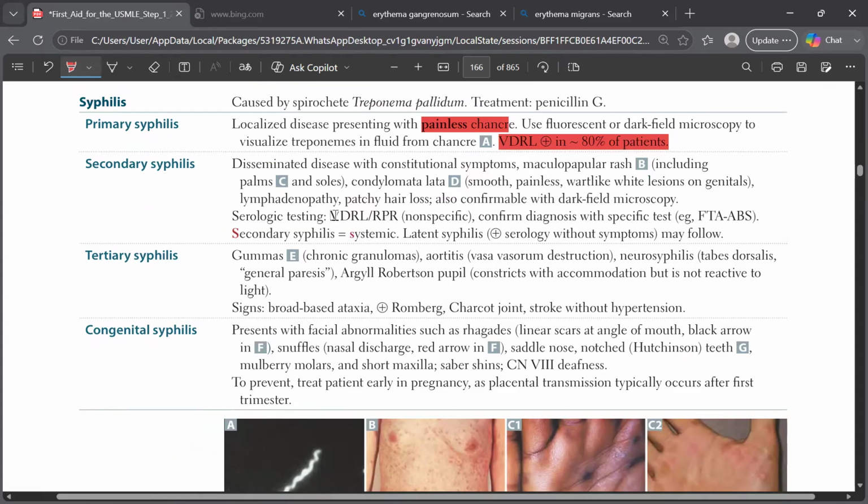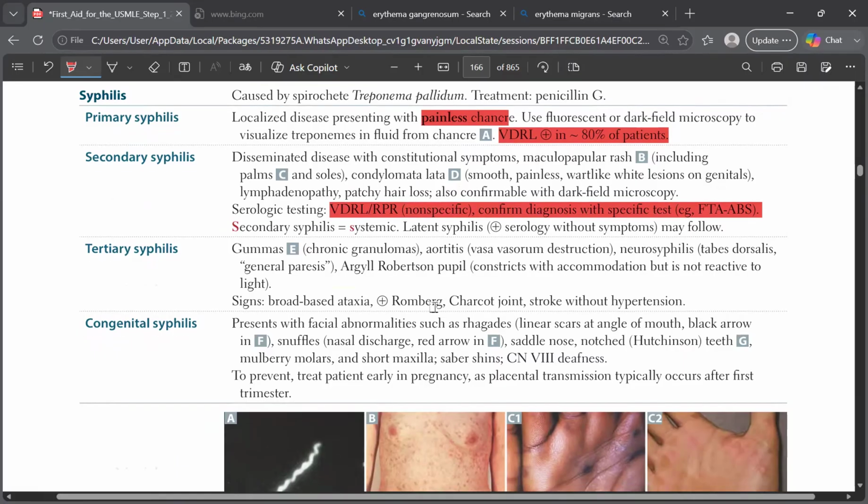Serologic testing is VDRL or RPR, which are non-specific, and the diagnosis is confirmed by specific tests such as FTA-ABS. Secondary syphilis is systemic. Latent syphilis may follow, which has positive serology without any symptoms. So VDRL is positive in 80% of the patients, and secondary syphilis can be confirmed with FTA-ABS.